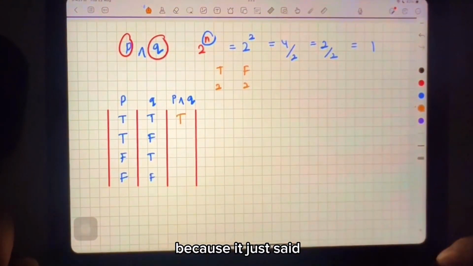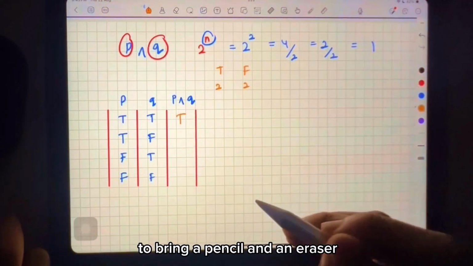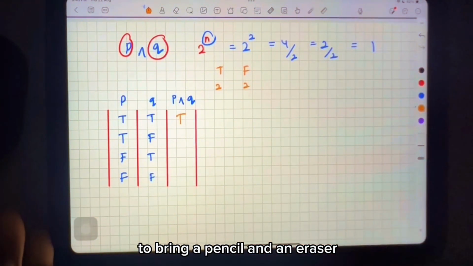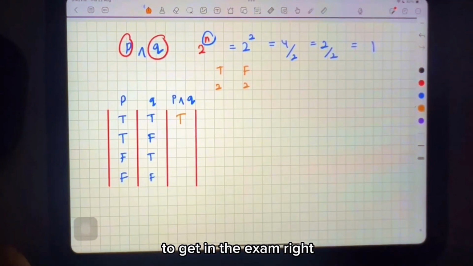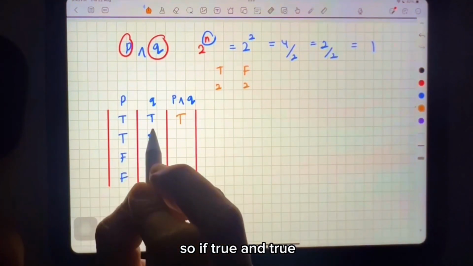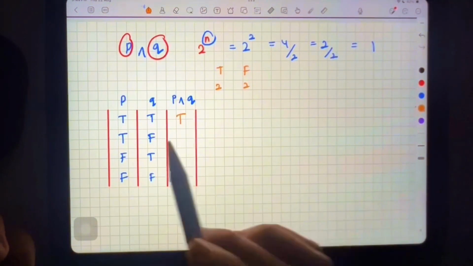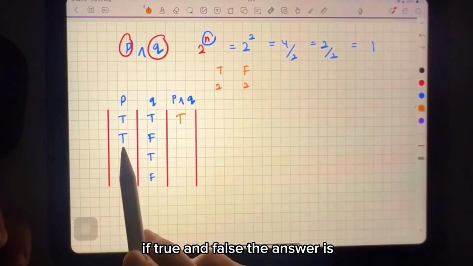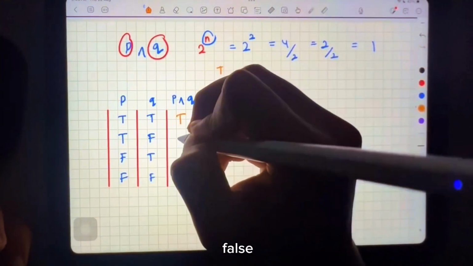Why? Because let's just say if your teacher says to bring a pencil and eraser, you must bring both to get into the exam, right? So if true and true, the answer is true. You must bring both to get into an exam. Okay, number 2. If true and false, the answer is false.